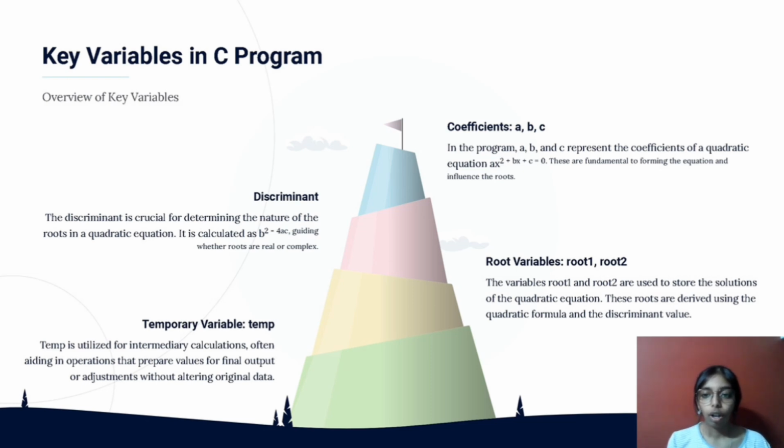Root variables. Root 1, root 2. The variables root 1 and root 2 are used to store the solutions of the quadratic equation. These roots are derived using the quadratic formula and the discriminant value.